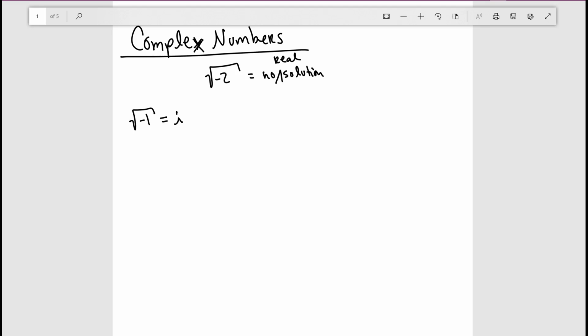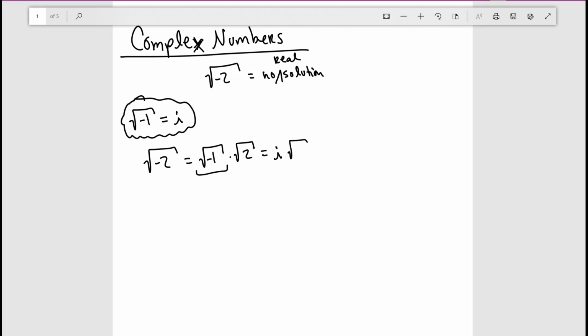So let's say we are defining this, so really know that i is going to be equal to the square root of -1. So when we go back to the square root of -2, we can decompose this as the square root of -1 times the square root of 2. Well, the square root of -1 is just equal to i, and this is just going to be the square root of 2. So that's how you would simplify this.